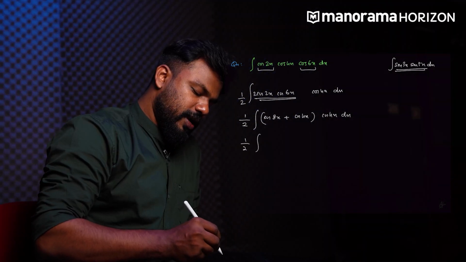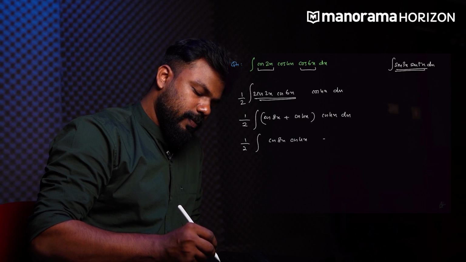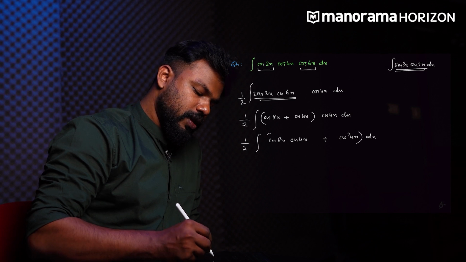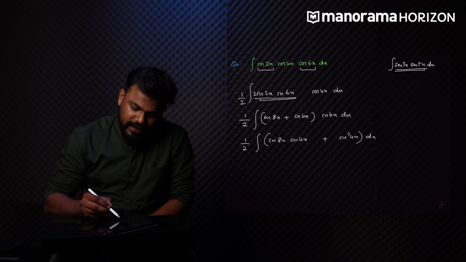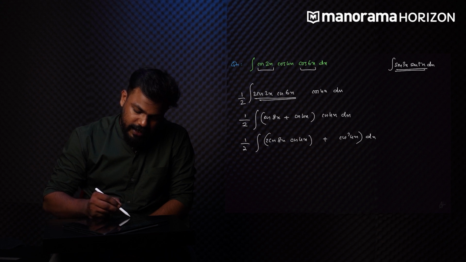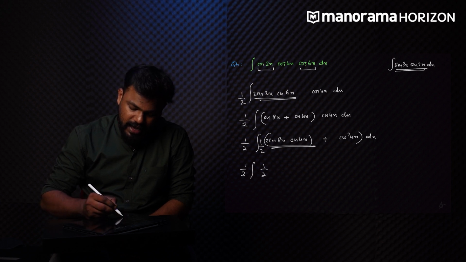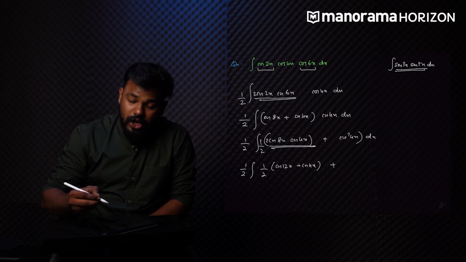Now again, if I multiply this inside, I will be getting cos 8x cos 4x plus cos square 4x. This is what I get. Now again, in cos 8x and cos 4x, I can multiply by a 2 and divide by a 2. So half of integral half, what is 2 cos 8x cos 4x? I can write that as cos 12x plus cos 4x, plus cos square 4x.